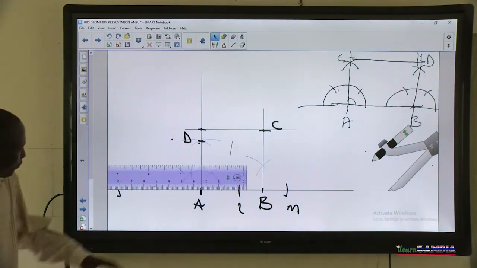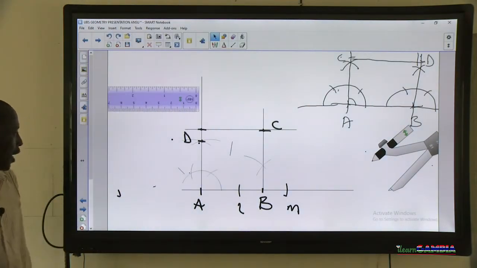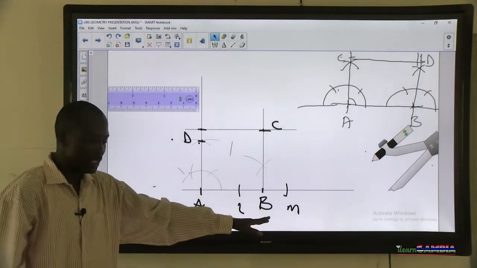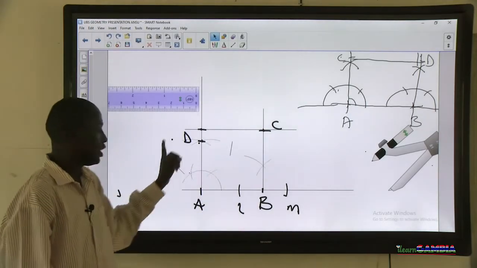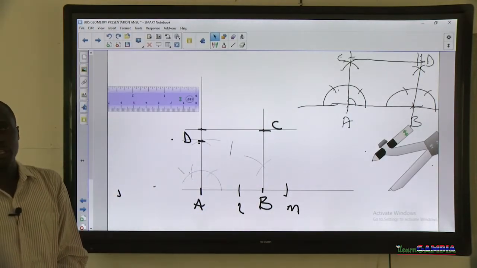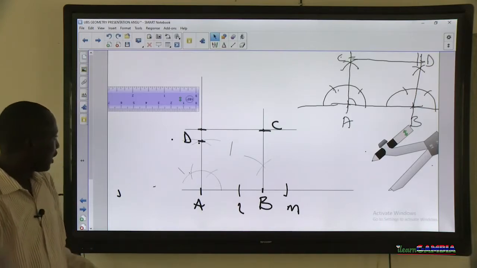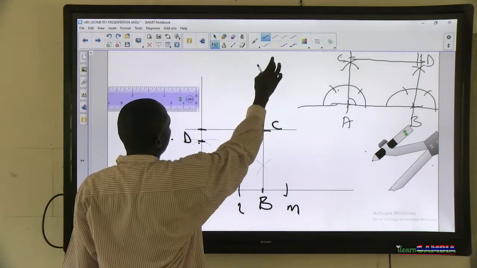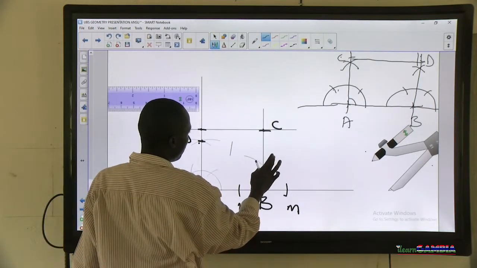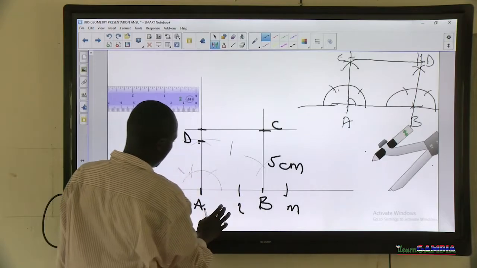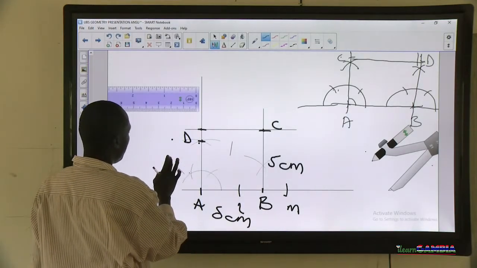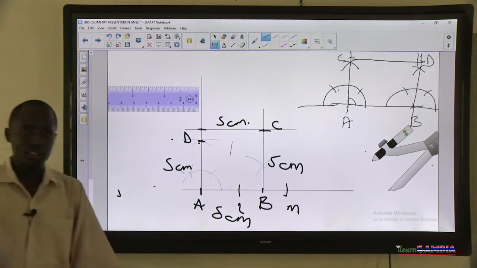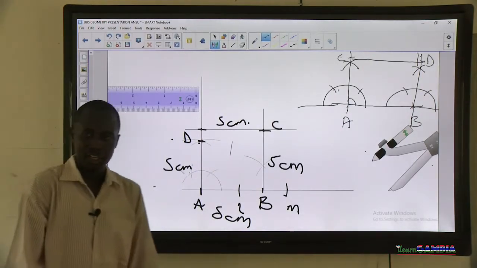Now let's look at it. If you look at the square, ABCD is the required square that we are supposed to construct. Each of the sides is 5 centimeters. This is 5 centimeters, 5 centimeters, 5 centimeters. Each of them is 5 centimeters. That is the construction that is required.